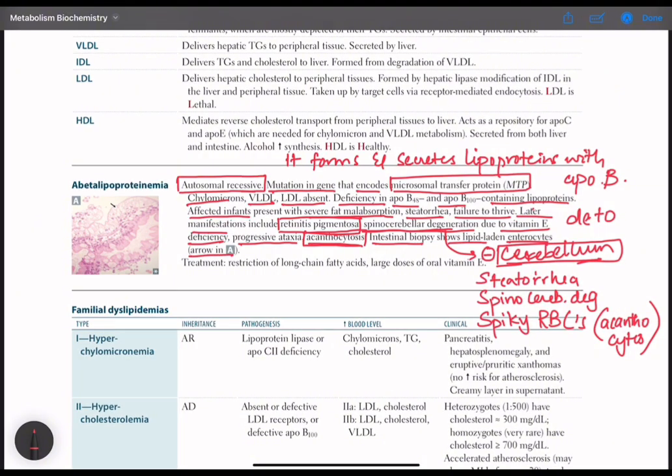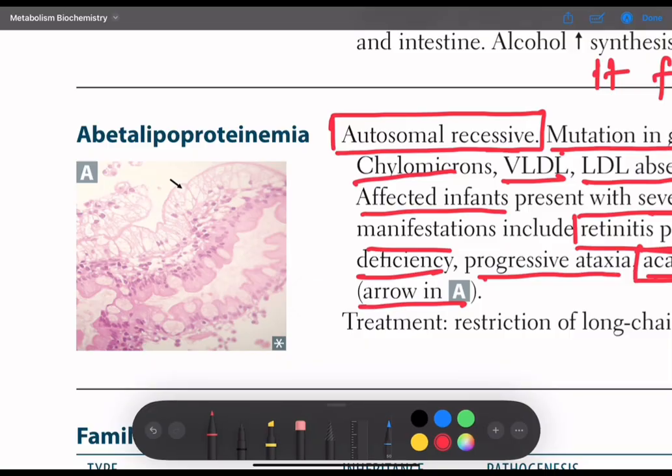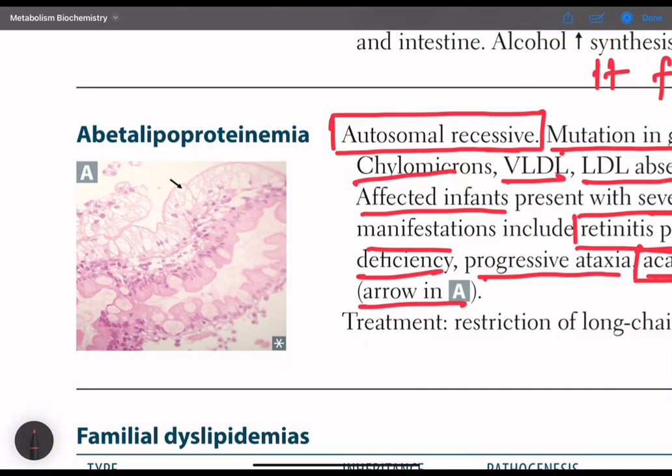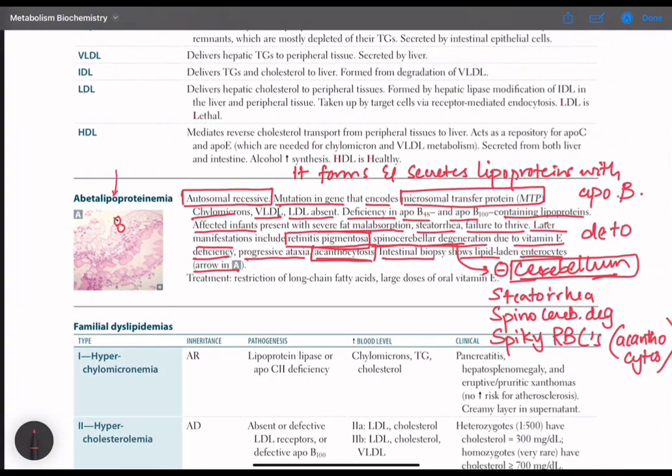The exogenous fat coming from our diet enters the enterocyte, but since it cannot be secreted via chylomicrons, it gets entrapped within the enterocyte, forming these lipid droplets within the enterocytes, which is a characteristic feature of Abetalipoproteinemia. And the treatment is restriction of long chain fatty acids as well as large doses of vitamin E.